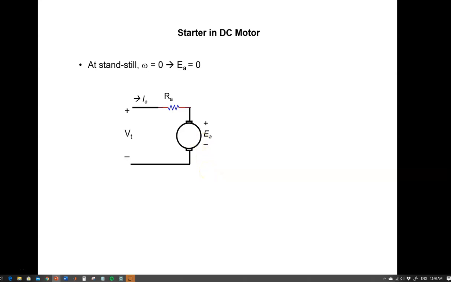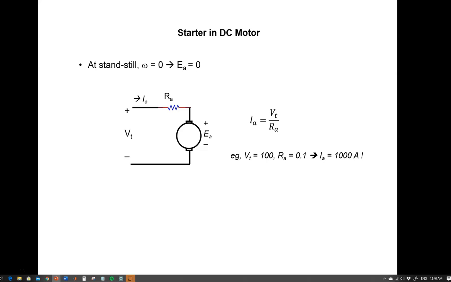Today we are going to look into the use of starter in DC motor. Let us consider when the machine is started up from rest, in which EA is equal to 0 because omega is equal to 0. The start-up current IA is going to be equal to VT over RA. What is the value of this start-up current?